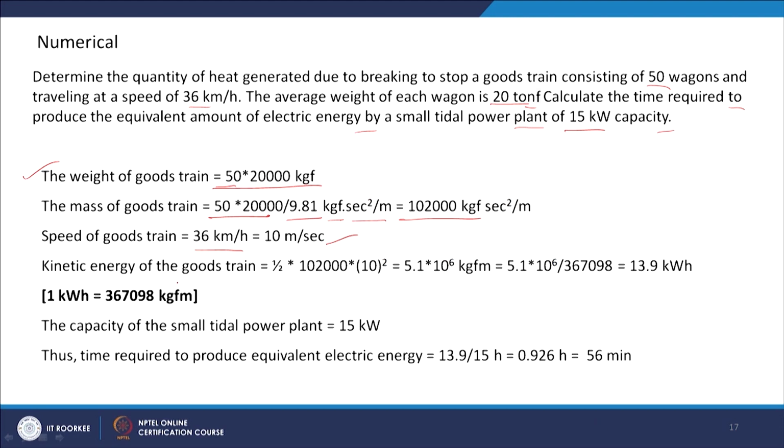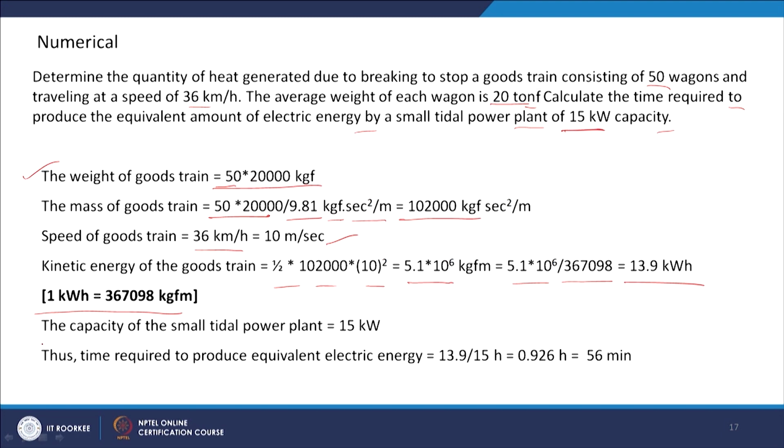So, the kinetic energy of the goods train is equal to half m v square. Half into this is equal to 5.1 into 10 to the power 6 kg force meter, that is 5.1 into 10 to the power 6 divided by 367098, because we know 1 kilowatt hour is equal to 367098 kg force meter. So, it comes to 13.9 kilowatt hour, and we have 15 kilowatt capacity.